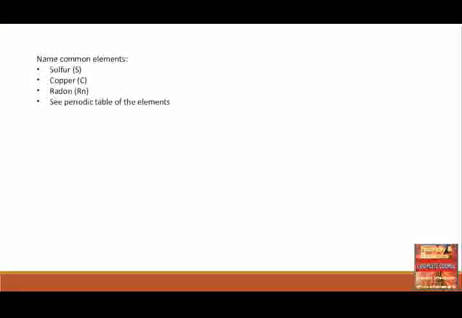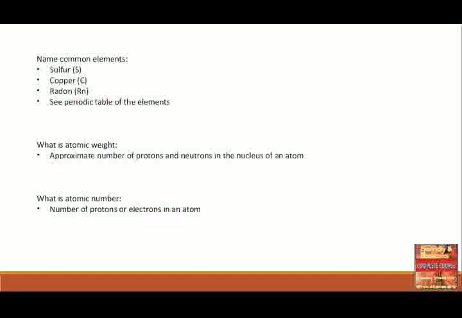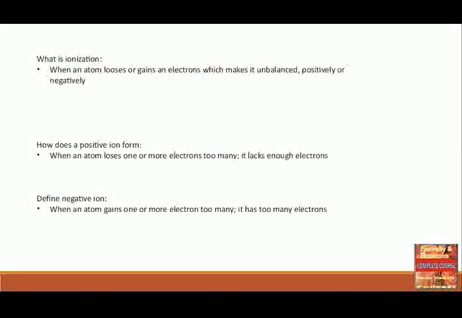Name common elements. Sulfur, copper, and radon are just a few. See the periodic table for more elements. What is atomic weight? The approximate number of protons and neutrons in the nucleus of an atom. What is the atomic number? The number of protons or electrons in an atom.